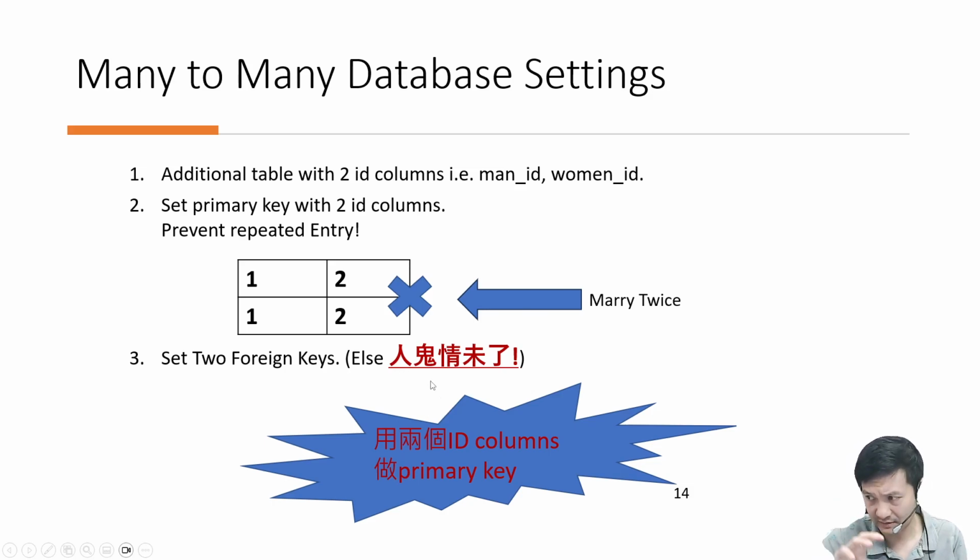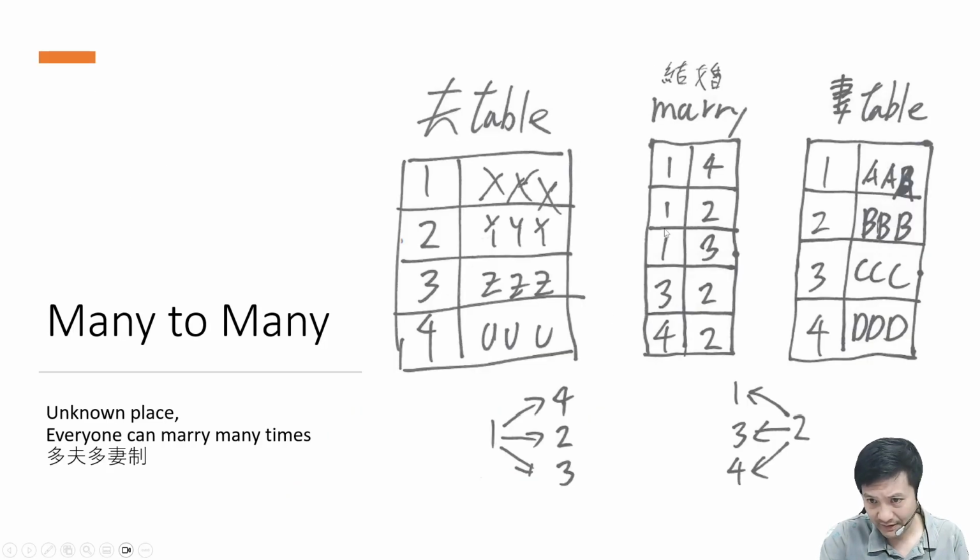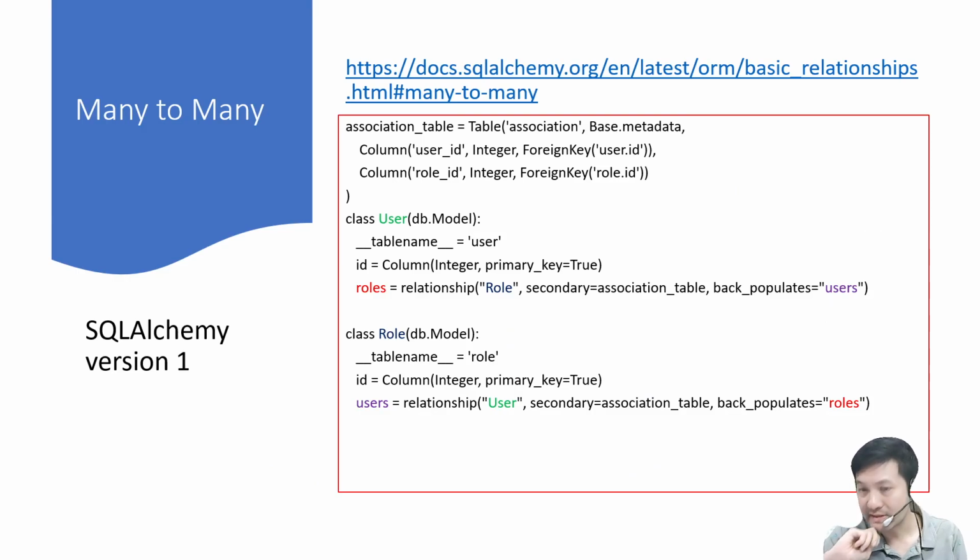Otherwise, similar logic, the other things, you will have the chance to have a woman not exist or a man not exist here. Then they marry with a ghost or with someone not in the realm. And this is the simple source code for version 1 for SQLAlchemy.